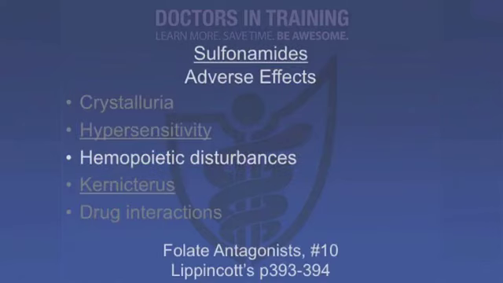You can also have problems with hemopoietic disturbances. Hemolytic anemia in patients with glucose 6-phosphate dehydrogenase deficiency can occur. You can find granulocytopenia and thrombocytopenia in your patients.